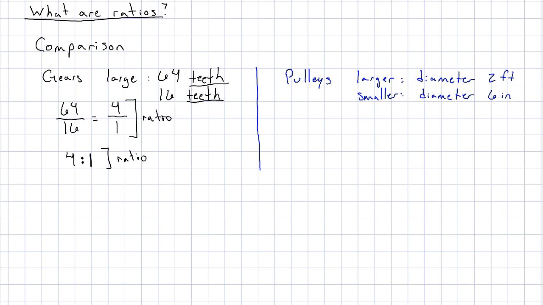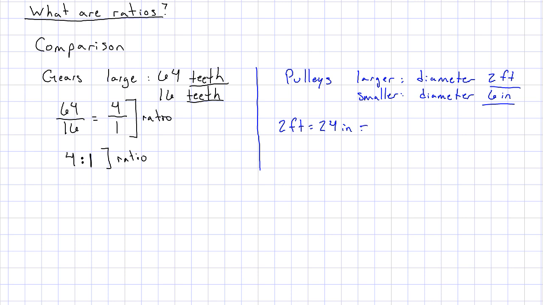I can't write these numbers as a ratio because they are not in the same units. In order to write it as a ratio, I have to convert into the same units. I can do that in two ways. I can either convert feet into inches or convert inches into feet, either way. 2 feet is equal to 24 inches.